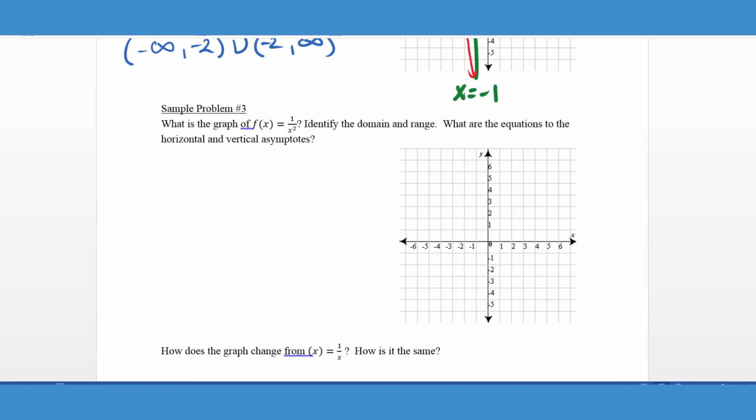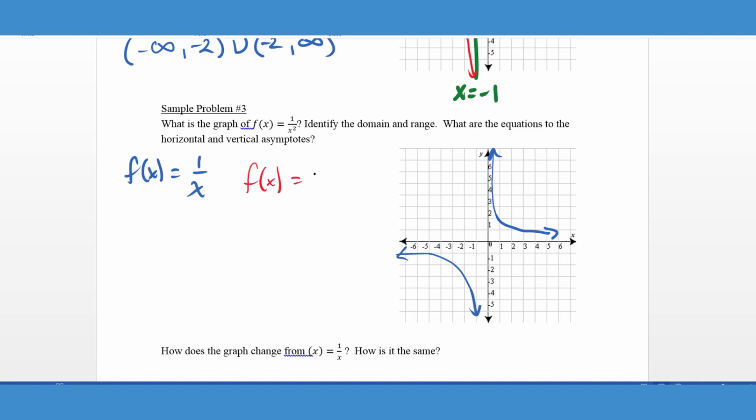This one's quite different. It says, what is the graph of f of x equals 1 over x squared? And of course, if you remember, the reciprocal function that we were dealing with earlier was just 1 over x. Now we're asking for f of x equals 1 over x squared. You could go ahead and plot points of this, but I want you to think about this from a logic standpoint. If a normal reciprocal function looks something like this, but we were squaring the x now.